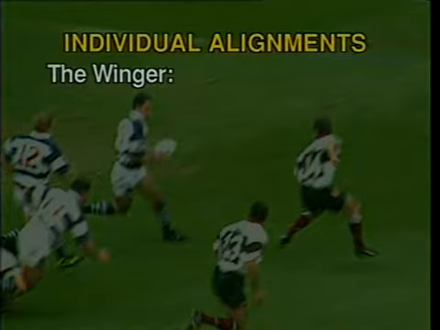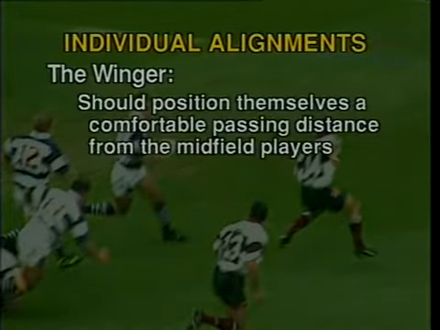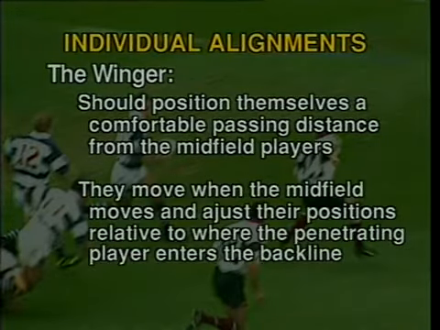The winger should position themselves a comfortable passing distance from the midfield players. They move when the midfield moves and they adjust their position relative to where the penetrating player enters the backline.